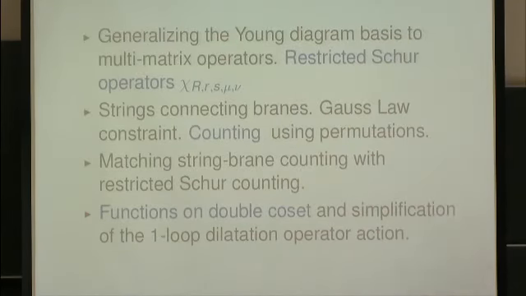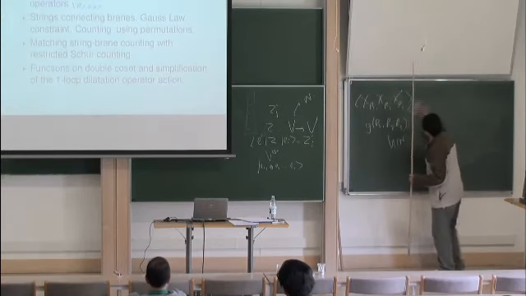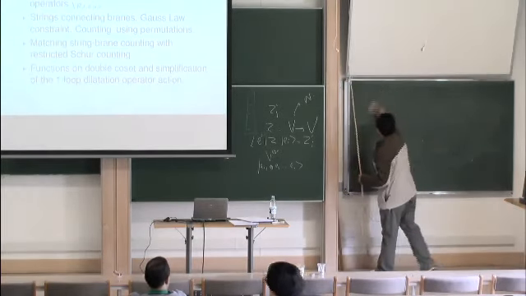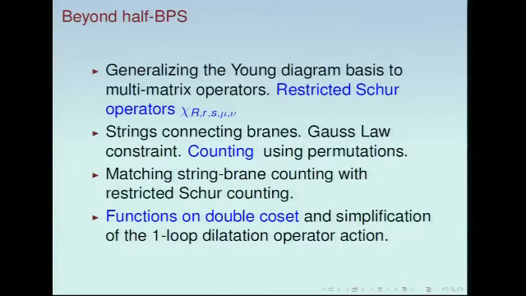And the first thing I'll talk about is what happens to the Young diagram basis when you go to these multi-matrix operators. So to perturb the Young diagram, I want to put some Z's and then some bunches of Y's. So how do I nicely classify in a way that takes care of all finite N relations, that gives me an orthogonal basis in free field theory? How do we do that?